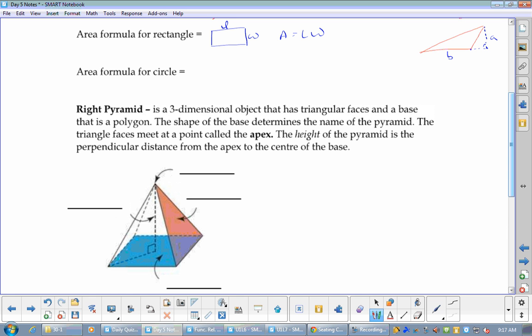The triangular faces meet at a point called the apex. The height of the pyramid is the perpendicular distance from the apex to the center of the base, and that would be for a right pyramid. So let's name some things. That's the apex. This here, let me make my line a little longer, would be our height, or what we've already called altitude.